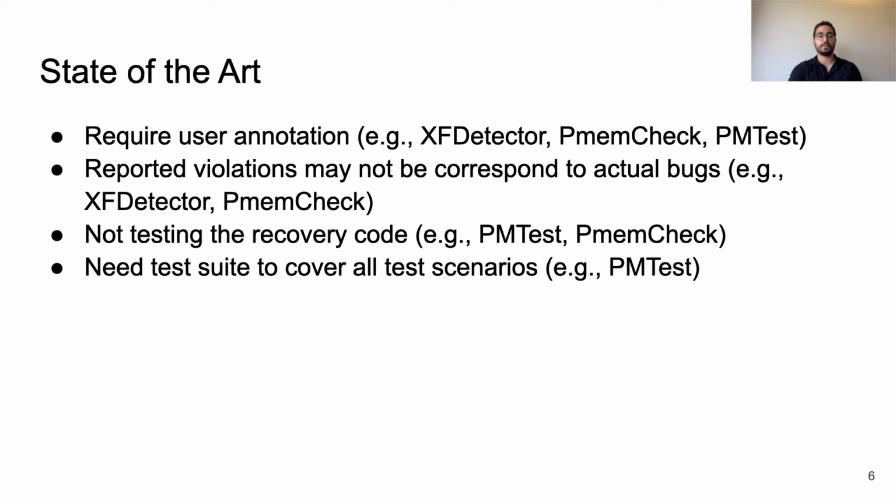Most of these testing tools do not test the recovery procedure and dismiss the possibility of system crashes occurring in the recovery code. Some of these tools are testing based and only test the running example, and they require a test suite that covers all testing scenarios to fully test the program. These drawbacks call for a new testing tool that can exhaustively explore states without needing manual effort, and can find real bugs in the program.